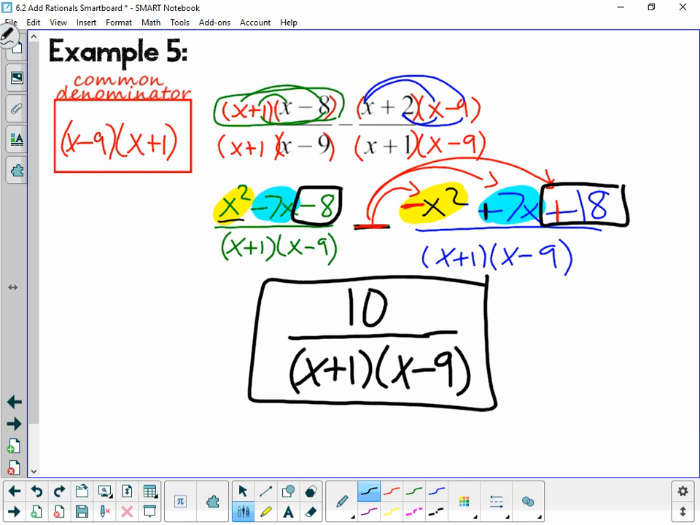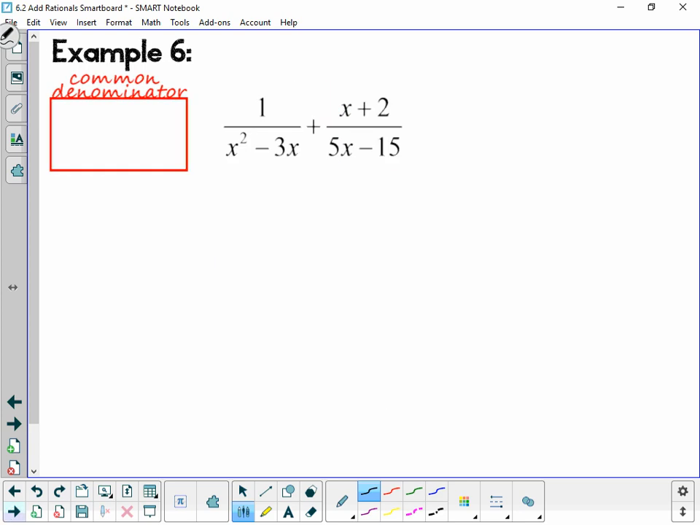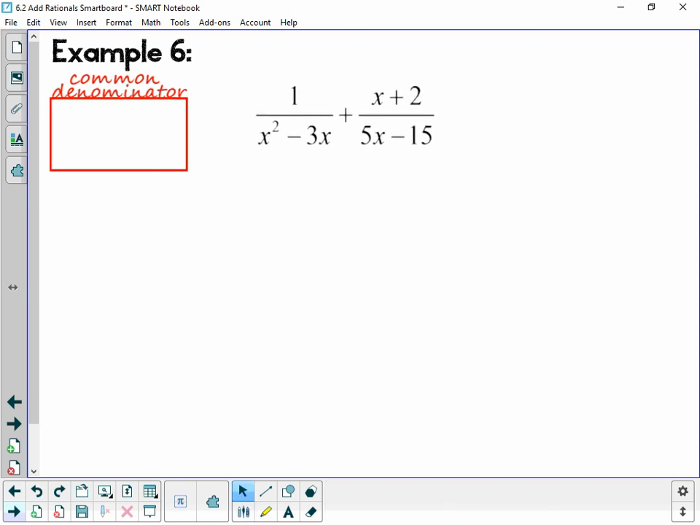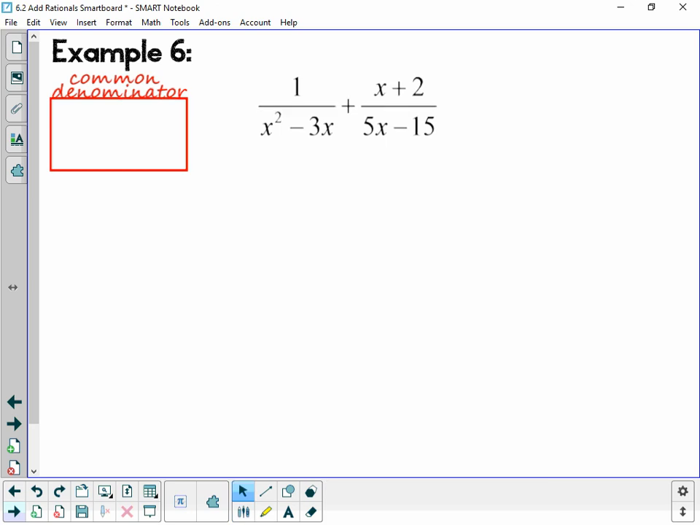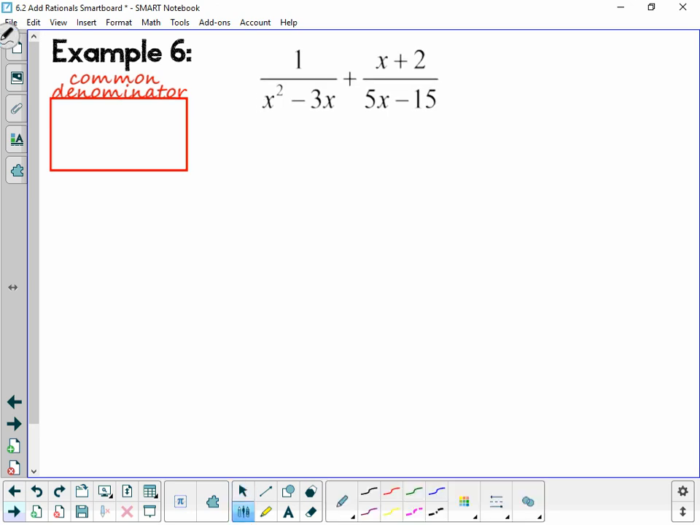And one last example. So this one looks a little bit complicated, and this one is probably one of the hardest cases for most people. We have to figure out what common denominator we want to use. Well, in order to figure that out, we need to know what factors are present in our current denominators. So let's factor this denominator.